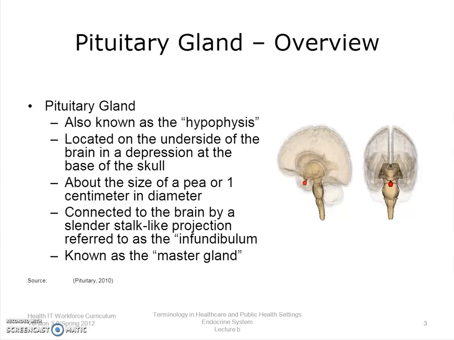The pituitary gland, also known as the hypophysis or the master gland, is a small gland about 1 centimeter in diameter located at the base of the skull in a depression of the sphenoid bone known as the sella turcica. The pituitary gland is connected to the hypothalamus of the brain by a slender stalk called the infundibulum. The pituitary gland is known as the master gland because it produces or secretes a variety of hormones that are transported throughout the body and direct other glands to produce their hormones.